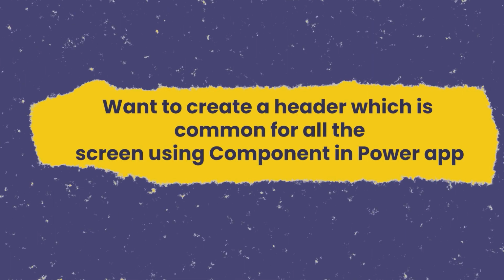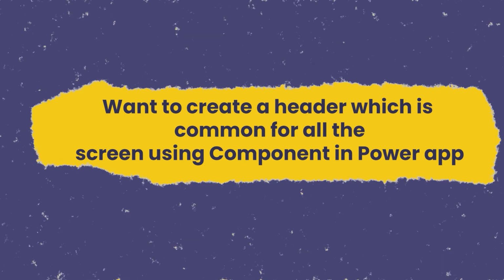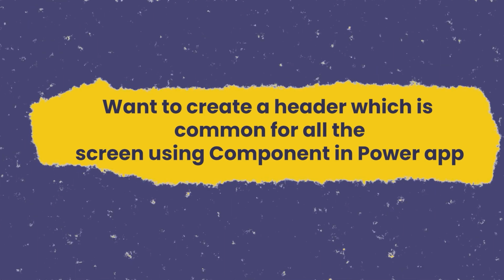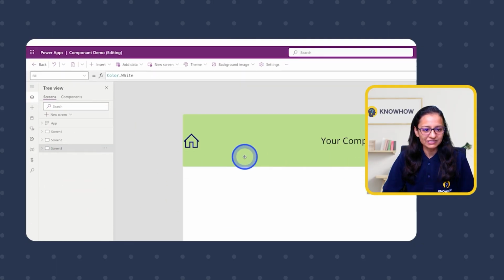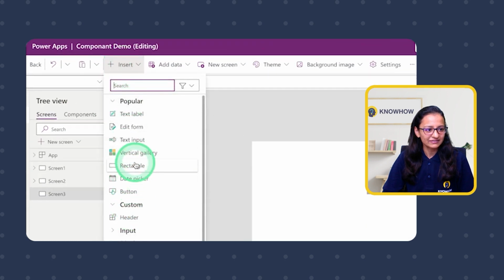Want to create a header which is common for all the screens using a component in PowerApp? How to do that? Let me show you. Now see, in this screen the header is common, and in this screen let me just delete the thing and let me add the header by inserting it.